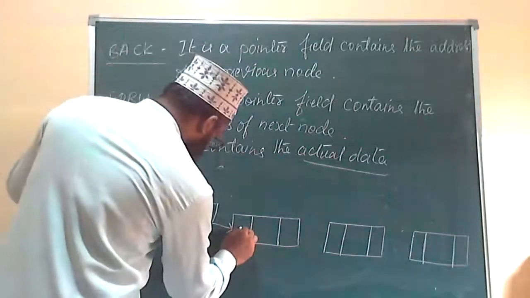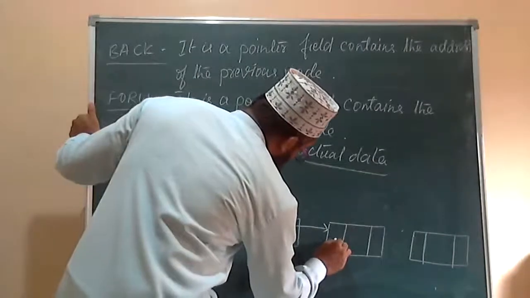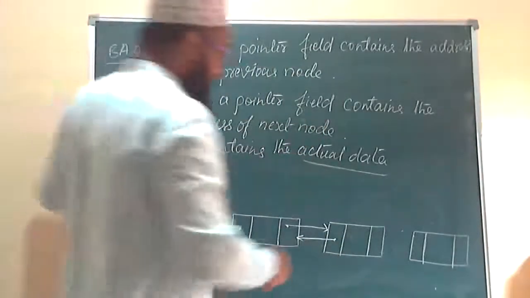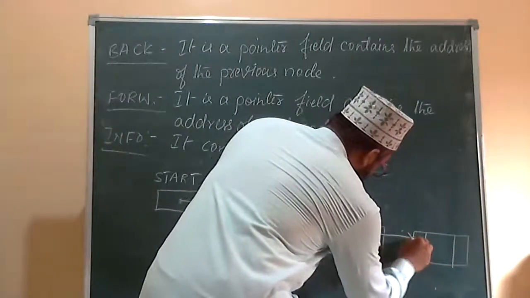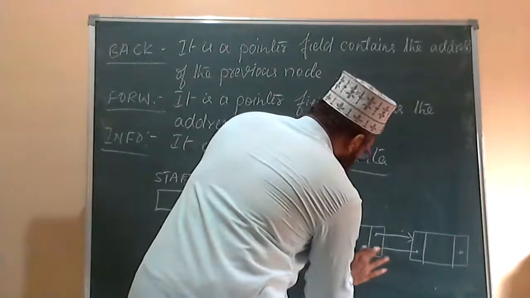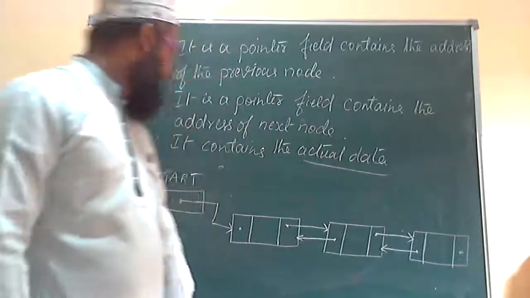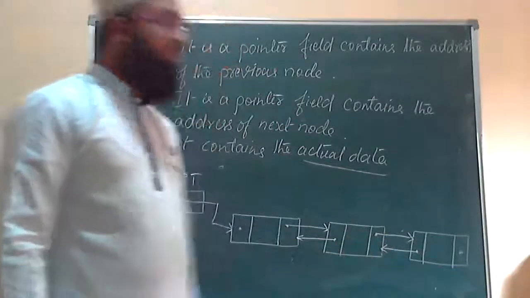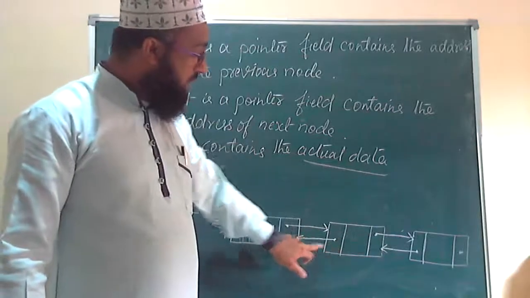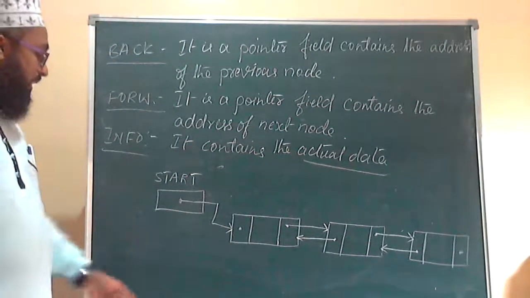Then this points to this node, and this points to its previous node. Then it points to its next node, and this points to its previous node. Finally it will be like this. So this is how a doubly linked list looks. Look here, this is pointing to its next node, and this node is pointing to its previous node. So this type of linked list is called a doubly linked list.